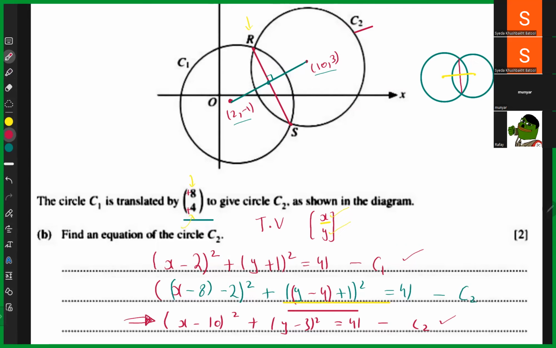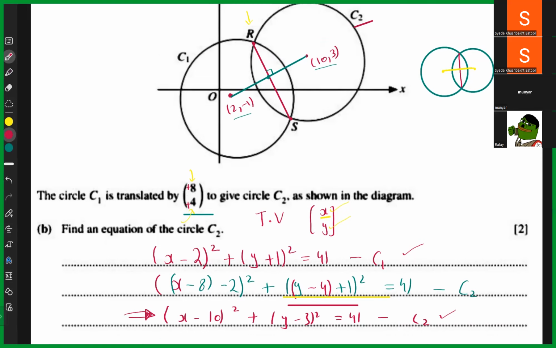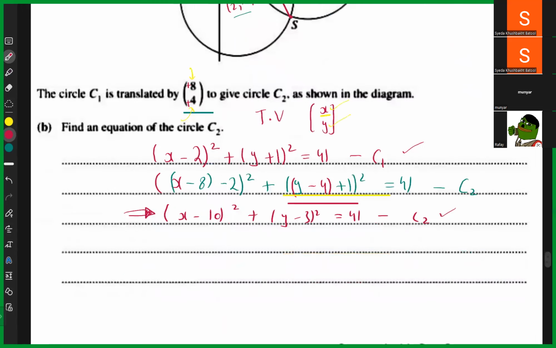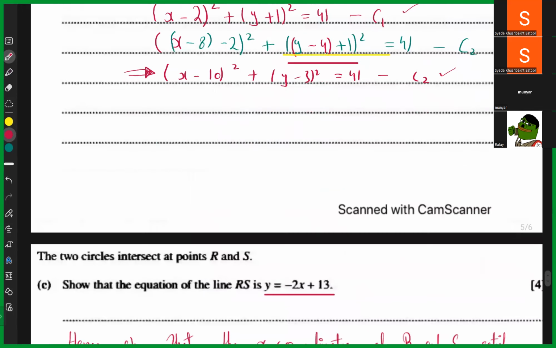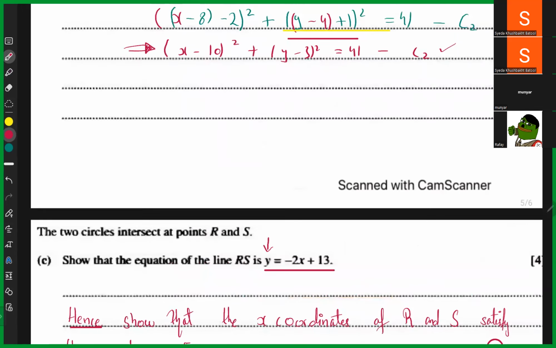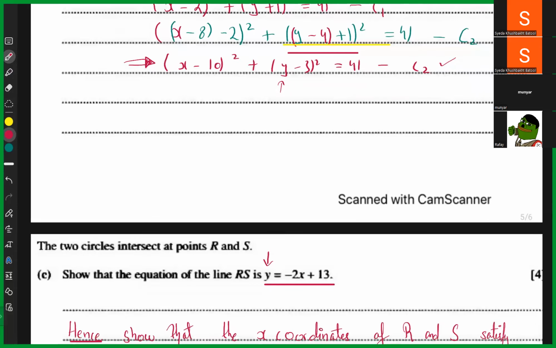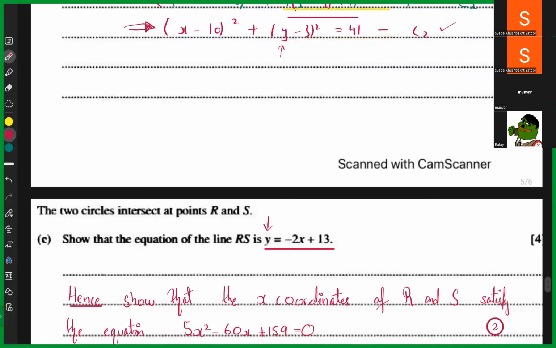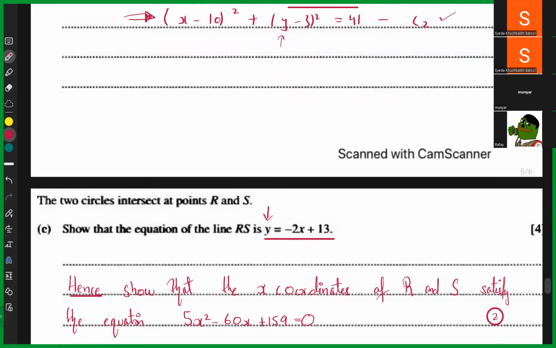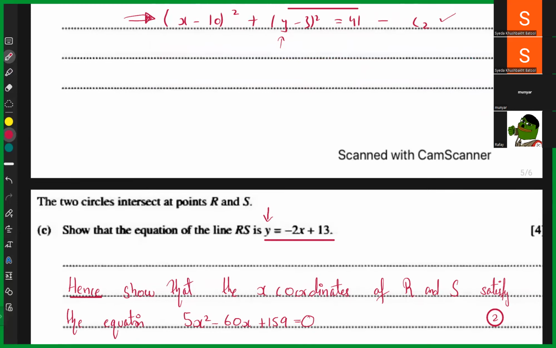The x coordinate is going to remain the same, and for the y coordinate I am just going to plug in this y over here, and when I simplify I am going to get the desired quadratic equation. Are you getting this? Just follow these three things. We have the equation of C2, we have the equation of the line RS, and I need to show this. Hence always means that you need to use the previous part.